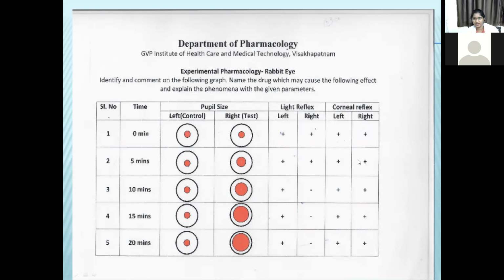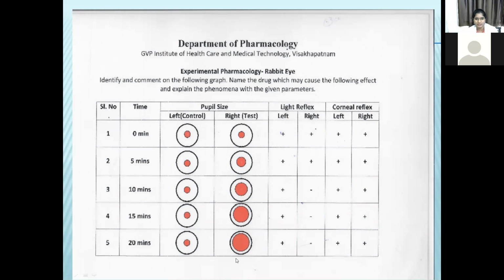So we observe the light reflex. What will happen after 10 minutes? Here you can see the normal light, and the diameter of the pupil will be increased after 10 minutes. You can see the increased pupil size. In the normal eye the light reflex is present, and the light reflex is absent when we give atropine because it blocks the M3 receptors. So it does not show light reflex. Light reflex is absent in mydriasis and corneal reflex is present.